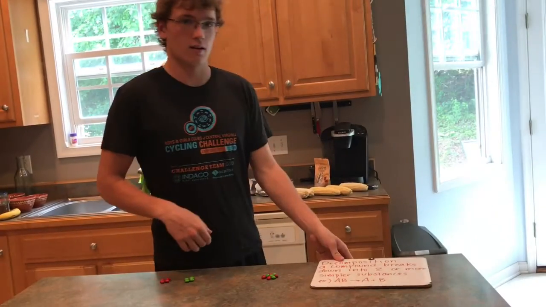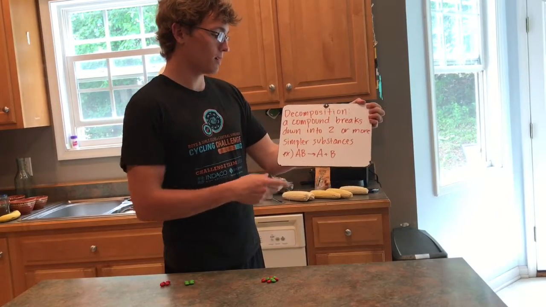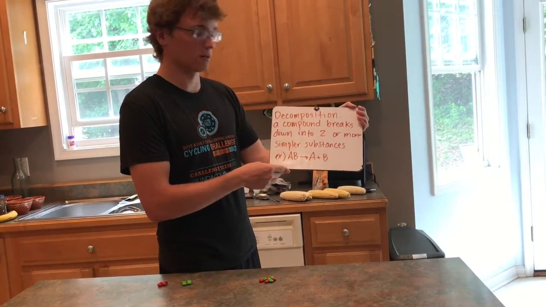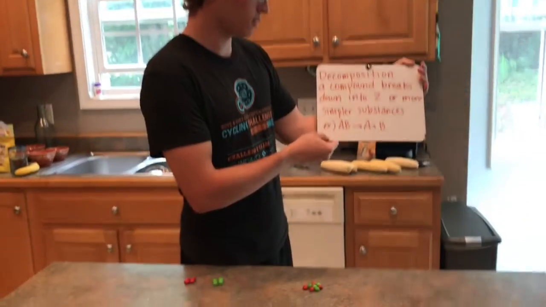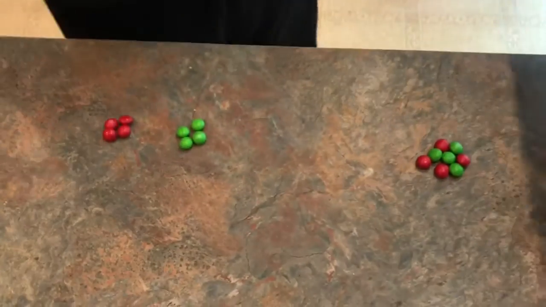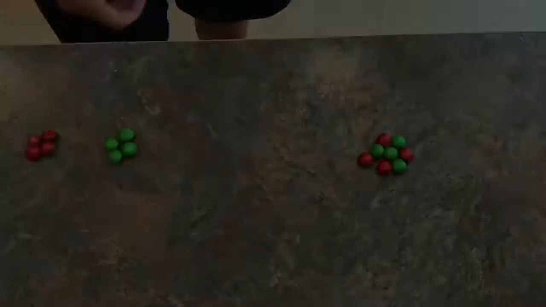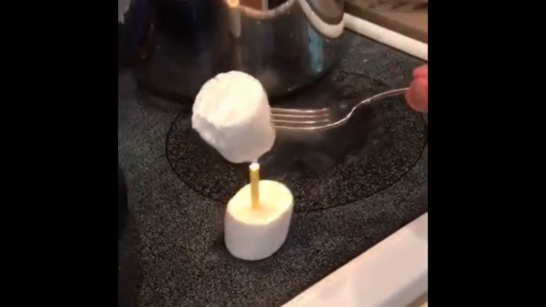Alright guys, so our next type of reaction is decomposition. That's when a compound breaks down into two or more simpler substances. So our technical example is AB produces A plus B. Our food example is red Skittles. Oh frick, it's backwards. Oh shoot, it's going quick.